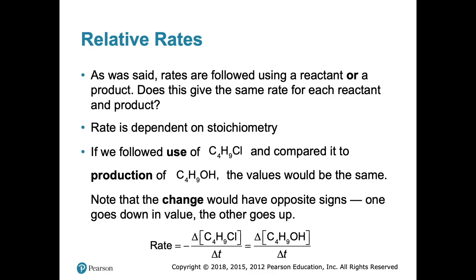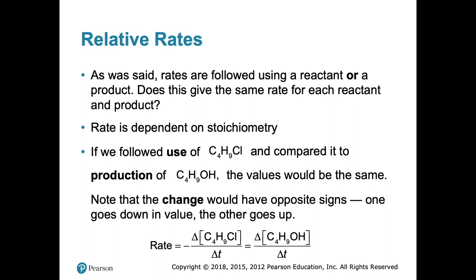If we use chlorobutane and compare it to the production of butanol, the thing that would change is the sign. I said this a second ago: we have a decrease in chlorobutane, and that's why the sign is negative. But when we have an increase in butanol, then the sign is positive, because as the reaction proceeds, butanol's concentration goes up, so it's positive.